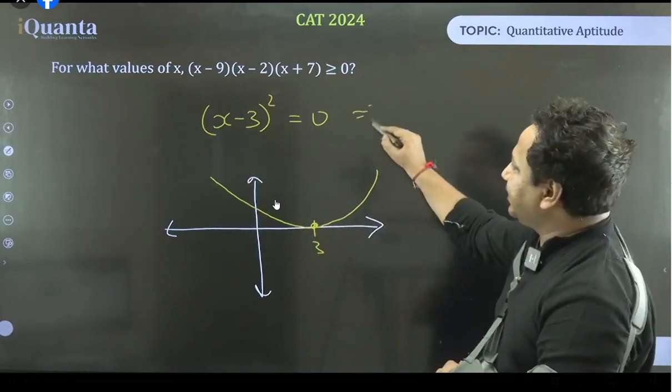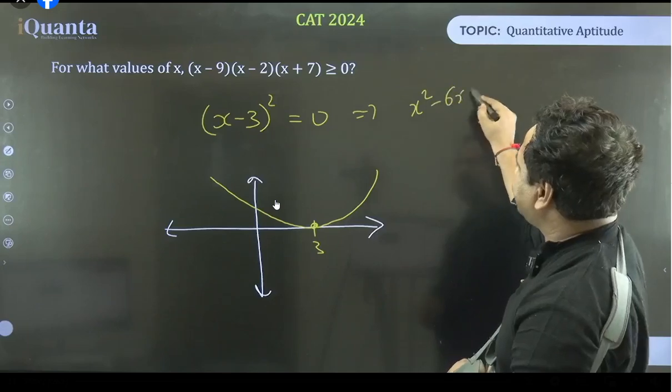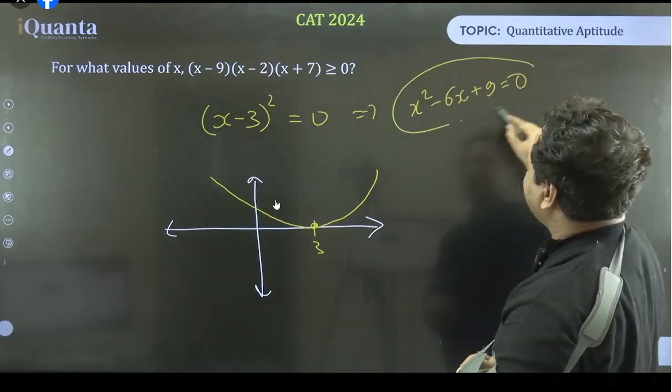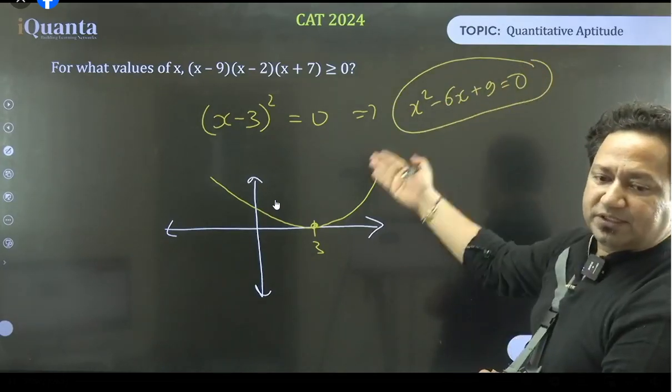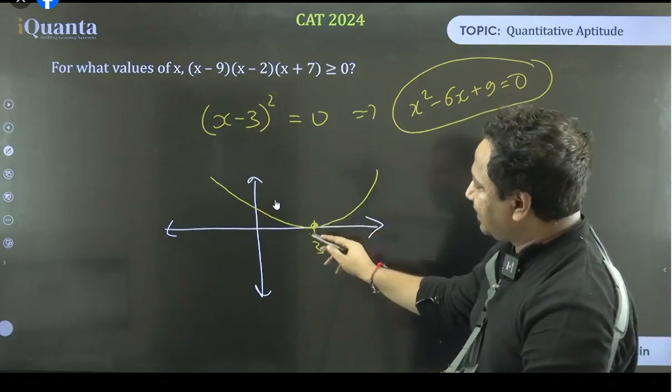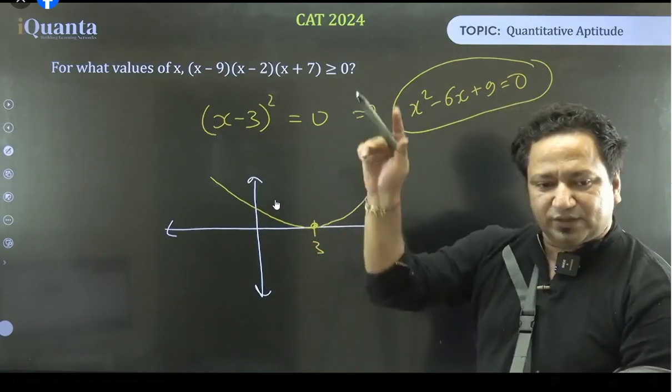Akhil, it will be clear if I write like this: x square minus 6x plus 9 equal to 0. This is a quadratic equation. You can solve it and get the roots as 3, 3. The roots are real and the roots are equal. So graph will just touch the axis. It doesn't have two distinct roots, isn't it? So it's the first case.